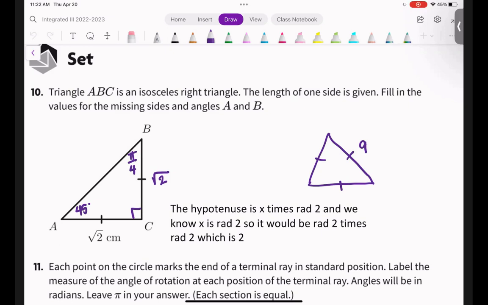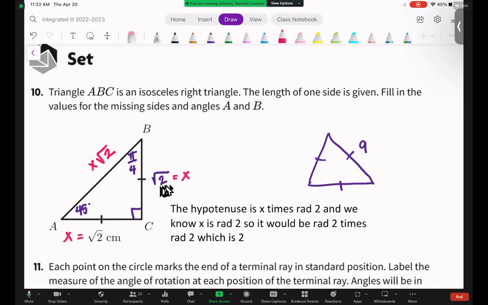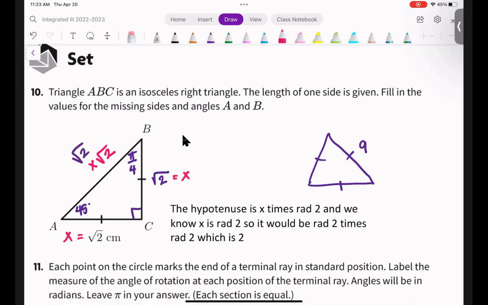Okay, so the hypotenuse is x times root 2. This person is showing off, like, hey, I remember my 45, 45, 90 triangle, and this is just how they did it. You set the legs equal to x, and then the hypotenuse is x root 2. Since this literally says x equals root 2, I take this and substitute it in here. So I get root 2 times root 2, which equals root 4, which is just 2.